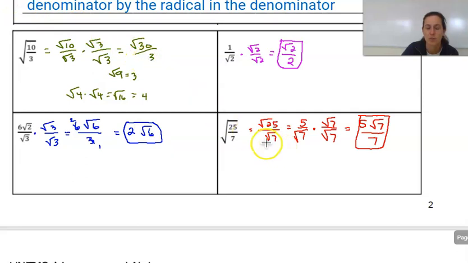So in the last example, we break it down as square root of 25 over square root of 7. And then square root of 25 equals 5. And then we have to multiply radical 7 over radical 7. So you get 5 radical 7 over 7.